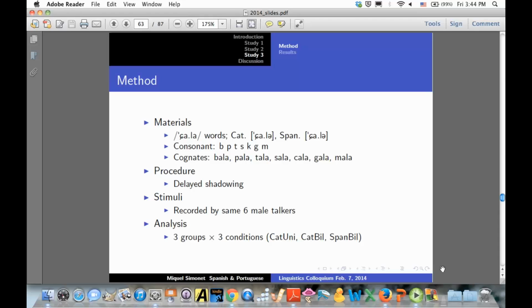The task is exactly the same: sessions, repeating materials from the same talkers. And what I want to highlight here, we still have 3 groups. But now we have 3 conditions.